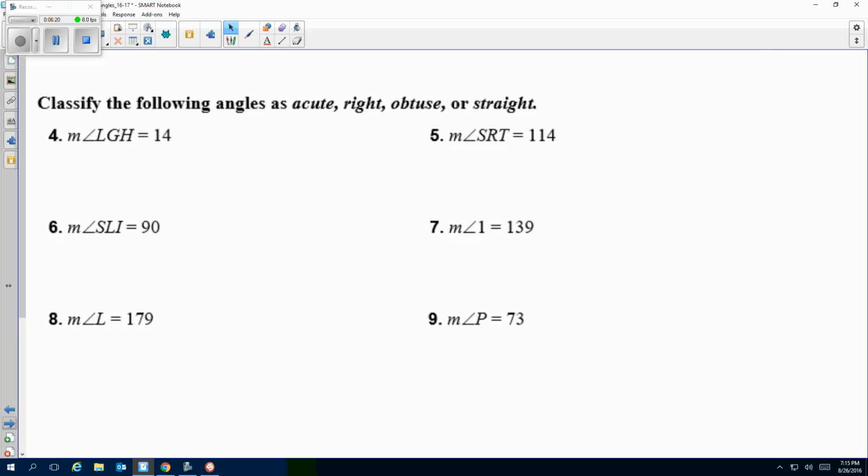And then we get to here. They give you the measure of the angle. You tell me what type of angle it is. So right here, that's 14. It's less than 90. So that would be acute. Greater than 90, obtuse. I think you have this. You got this in the bag. We're doing that on that section.